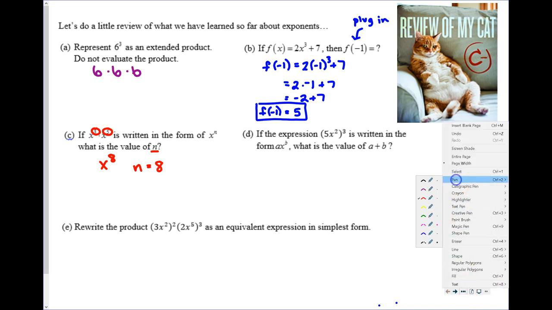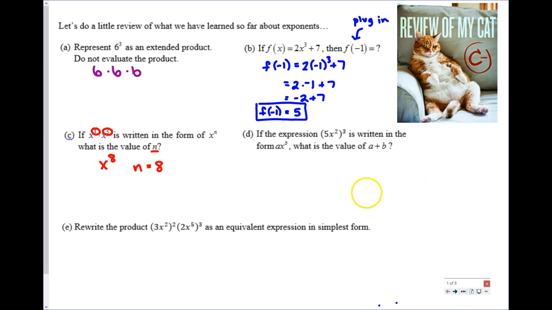Letter D, if the expression 5x squared raised to the third power is written in the form ax to the b, which is asking us to simplify it to just having one base, one exponent, and one coefficient, then what is the value of a plus b? So once we simplify this, then it's asking us what happens if we add the coefficient and then add the exponent. Okay, so I'm going to rewrite this, 5x squared to the third power.